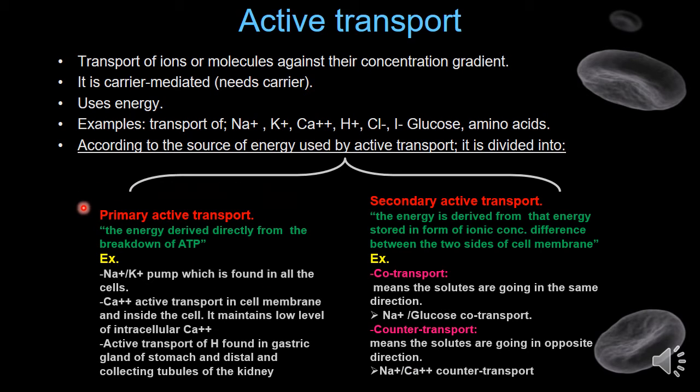For primary active transportation, we have so many examples. The best example or the common type of this transportation in our body is the sodium-potassium pump. Calcium primary transportation is also very important. It moves the calcium from inside to outside, okay? The active transportation of hydrogen is found in gastric gland and in distal collecting tubules of the kidney.